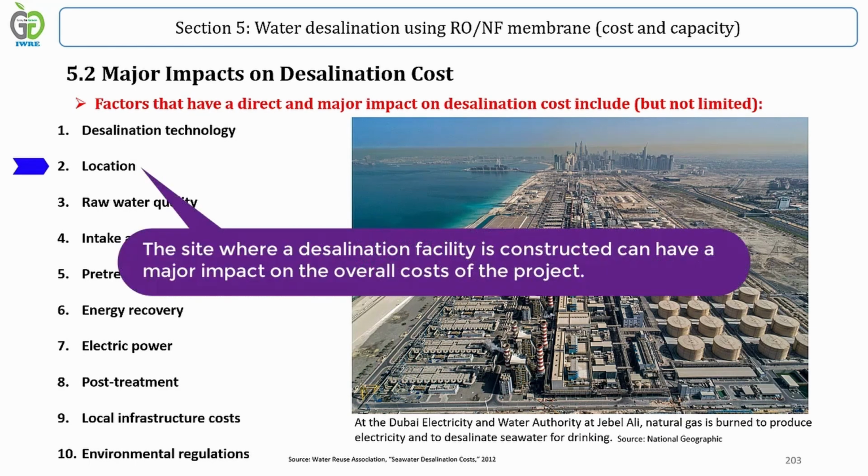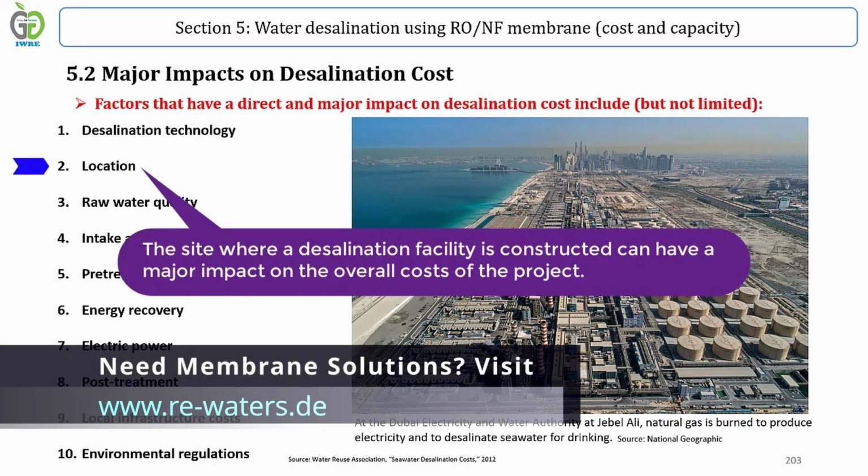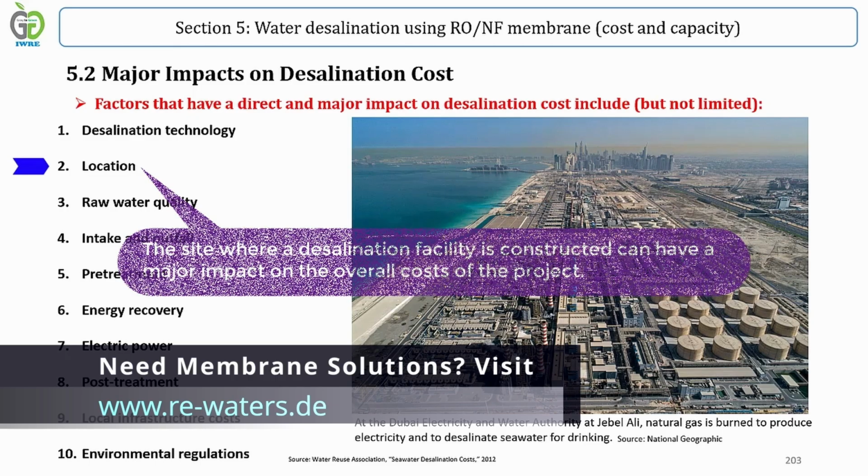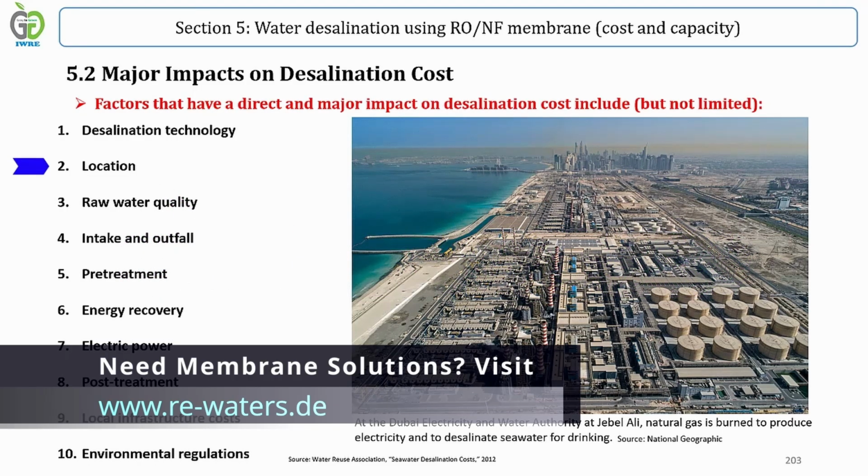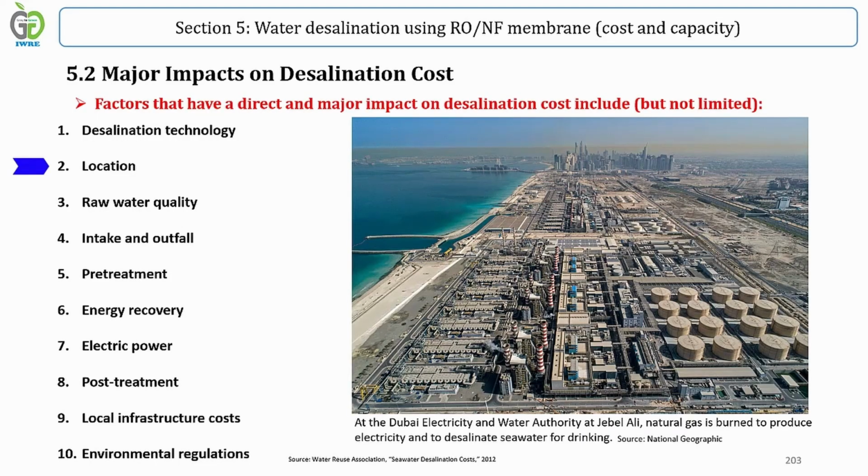The site where a desalination facility is constructed can have a major impact on the overall cost of the project. For example, for a seawater reverse osmosis desalination plant, the plant should be located as close as possible to the seawater intake source to avoid higher costs for intake pipelines and complex intake structures. Optimal project siting will also reduce the concentrated brine discharge line back to the sea.